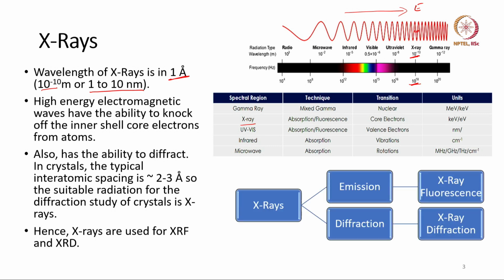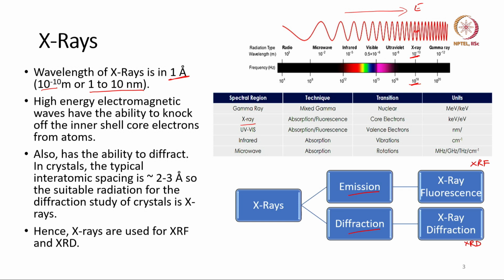Coming to the X-rays, they are really high in energy, as I talked about, and based on X-rays we have two phenomena that we can utilize for characterization of materials. The first one is emission and the second one is diffraction. The emission phenomenon we could use in an instrument called X-ray fluorescence, in short XRF, and the diffraction phenomenon we could use in XRD, or X-ray diffraction spectroscopy. So, we could use X-rays in XRF and XRD spectroscopy.